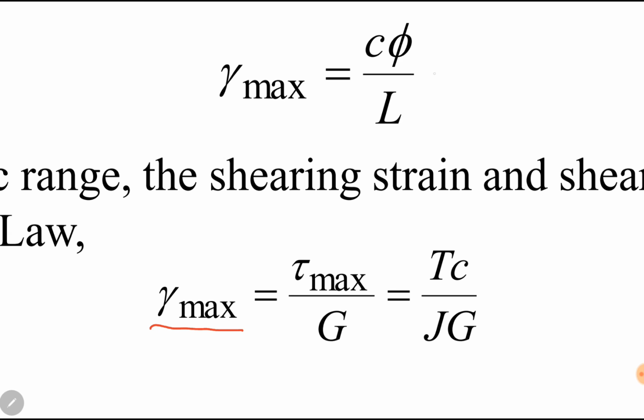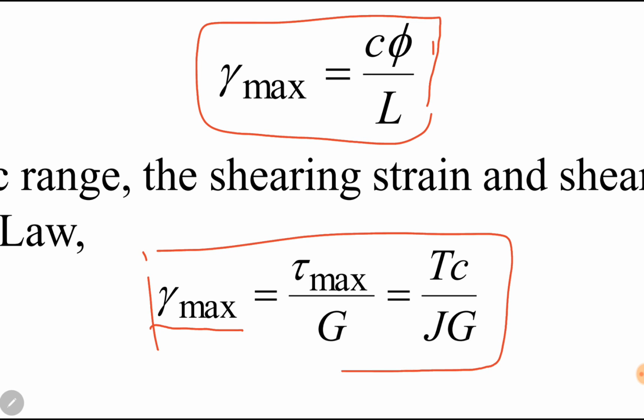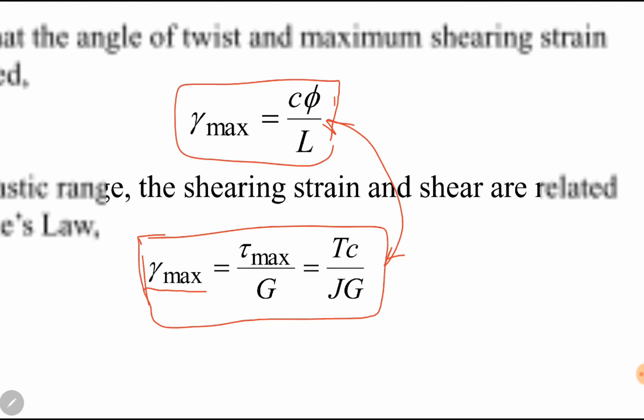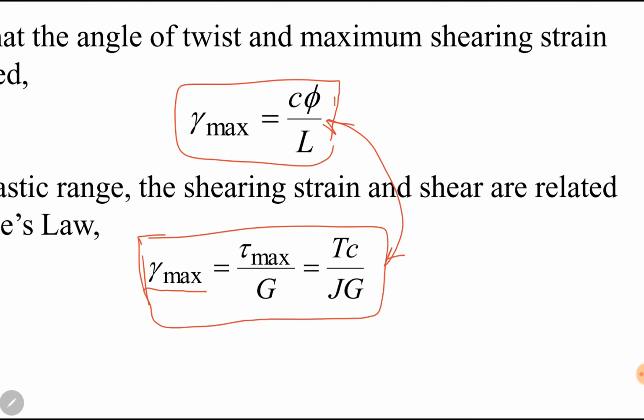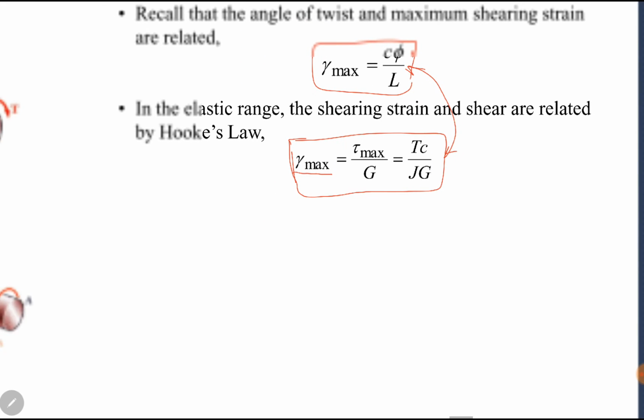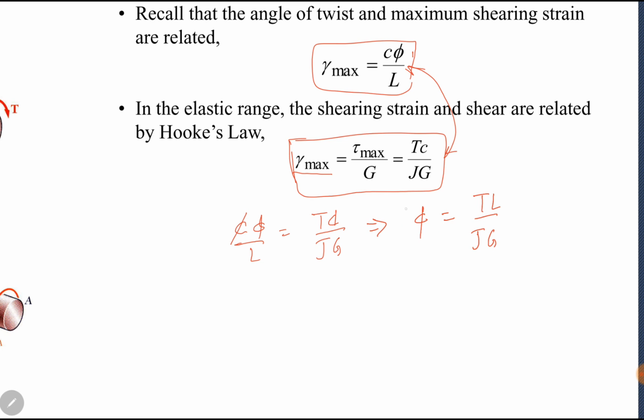These two expressions have the same left hand side, so we can equate the right sides of these two expressions and find the expression for phi. C phi over L is equal to TC over JG. So C and C are cancelled. Phi becomes TL over JG. This is the angle of twist or deformation.